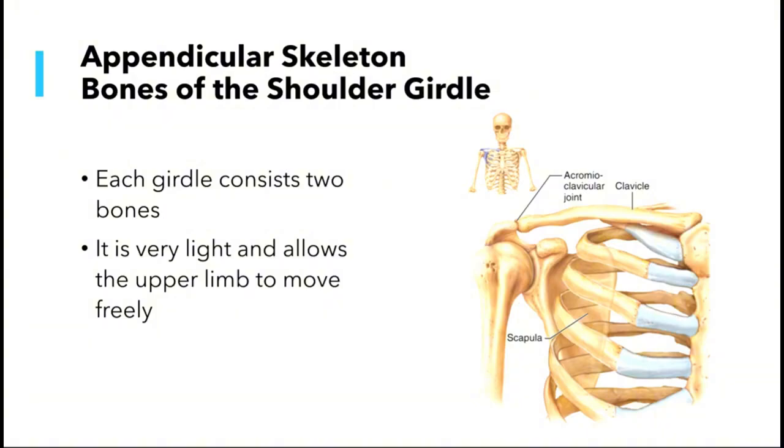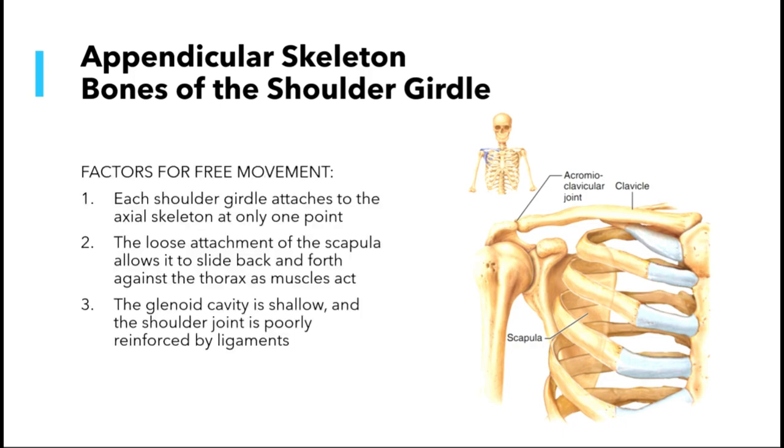So we sometimes refer to this shoulder girdle as your pectoral or shoulder. Okay. So one of the factors for free movement in your shoulder, that's why you are able to move it, is, first, that each shoulder girdle attaches to the axial skeleton at only one point, and that is known as your sternoclavicular joint.